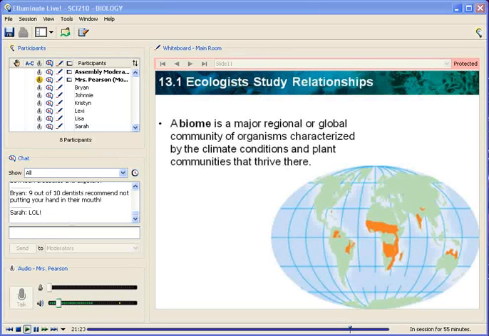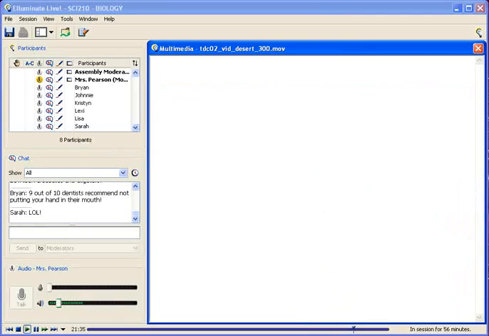And there's lots of different biomes, but most of them can be grouped into one of 8 different types. Remember that they're characterized by the plant life and the climate in the area. So let's take a look at some of the characteristics of the desert biome, and I have a video clip to share with you for that.